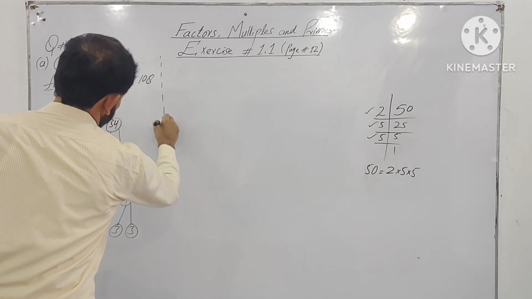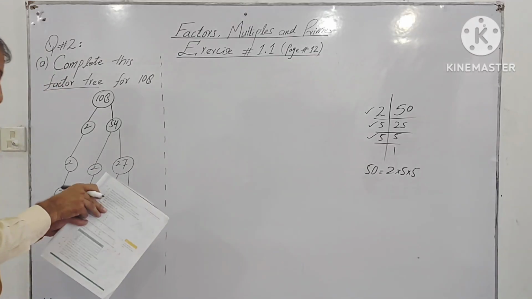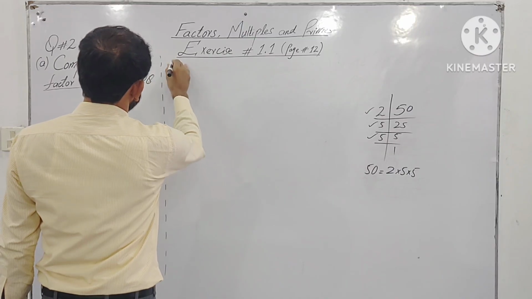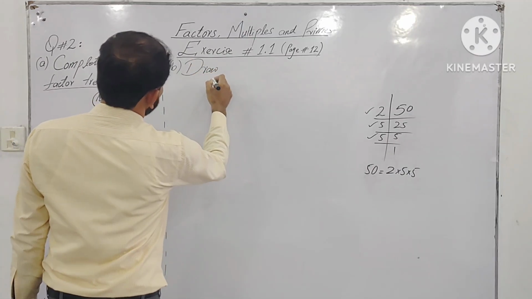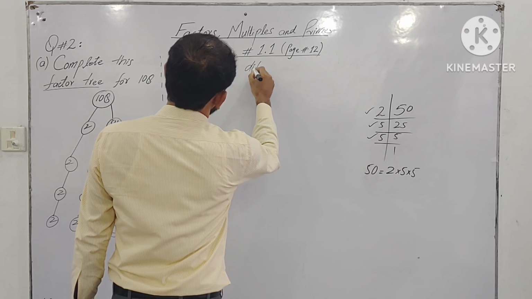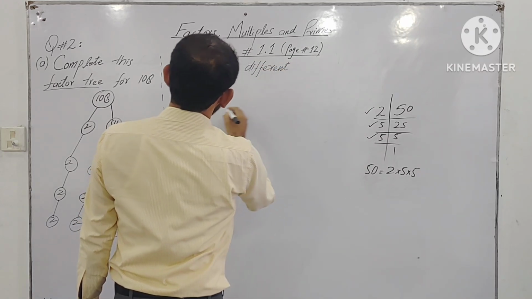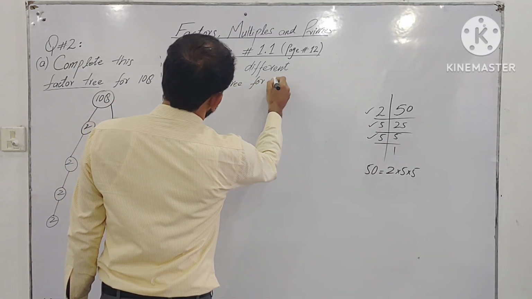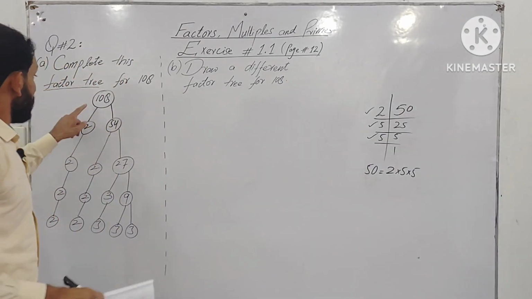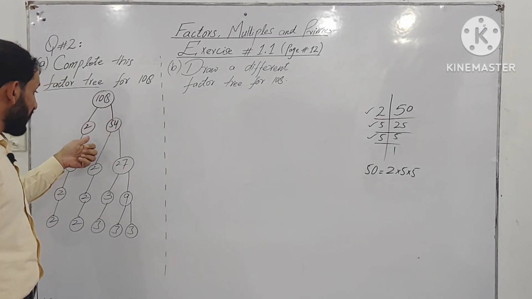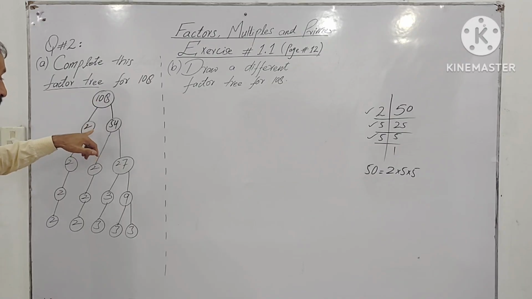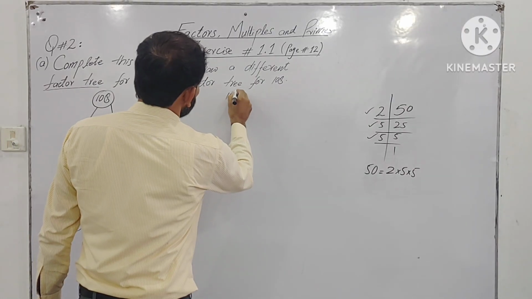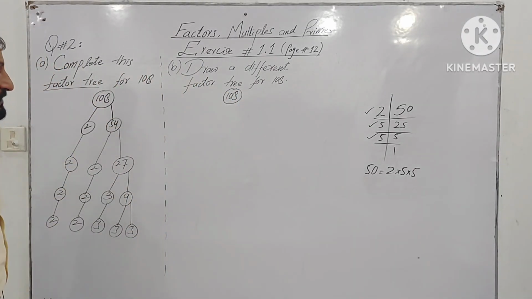Now the B part is: draw a different factor tree for 108. In this question, the first step starts from 2 divisors of 108. The first one is 2 and the second one is 54. It means now we have to use any other divisors of 108.